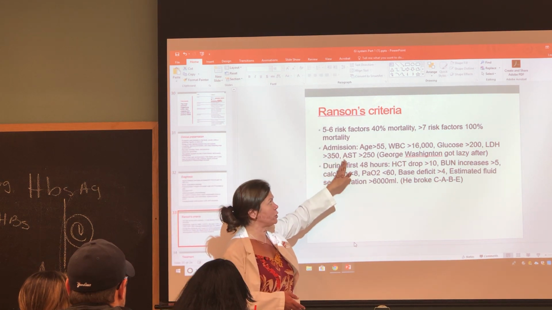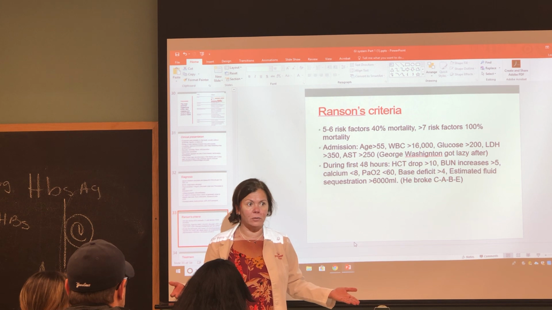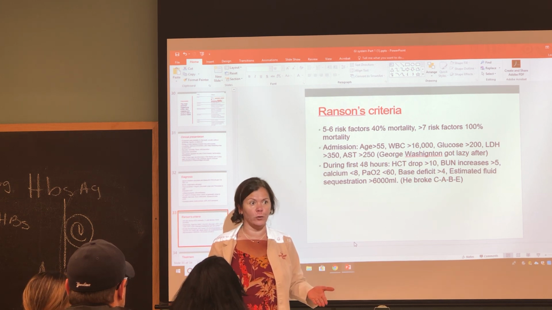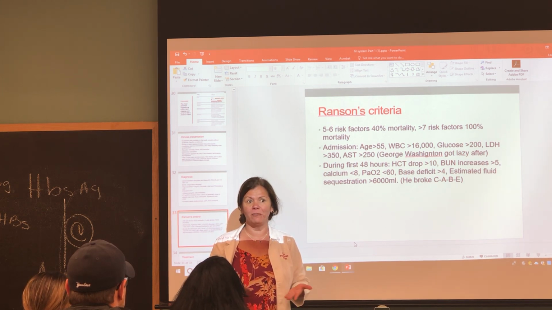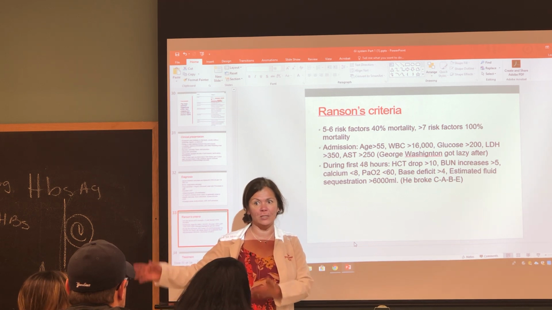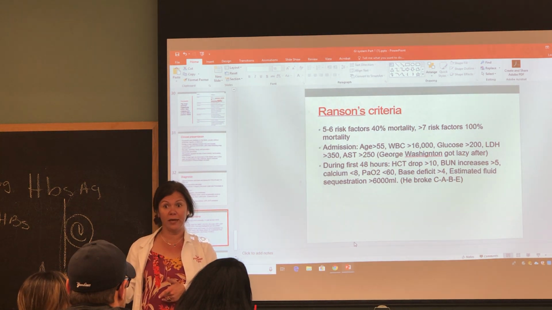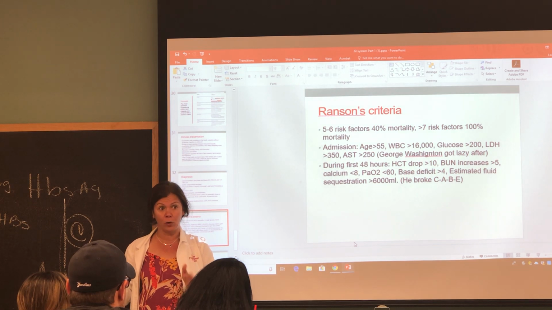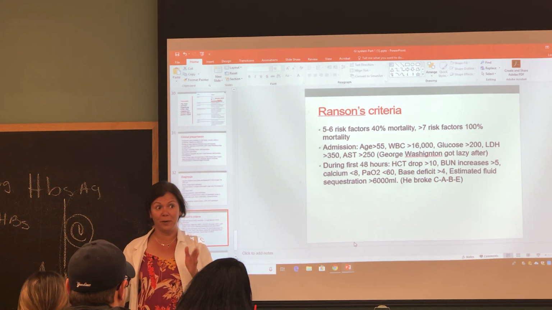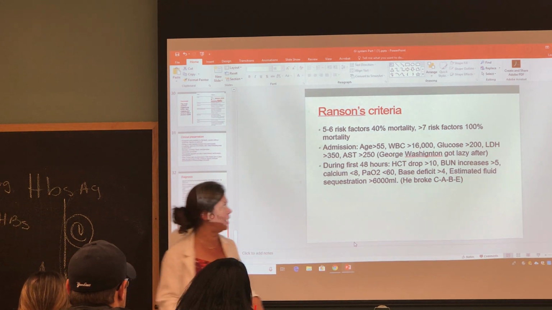Imagine that during admission, the values are not critical. You keep the patient on a regular floor, but 48 hours later, the values are worsening. Now is the time that you decide to bring the patient into the ICU, because that's a patient who could deteriorate quickly, okay? So again, the Ranson criteria is the prognostic value of mortality, and depending on the values, you will admit the patient to the regular floor or send the patient to the ICU, okay?